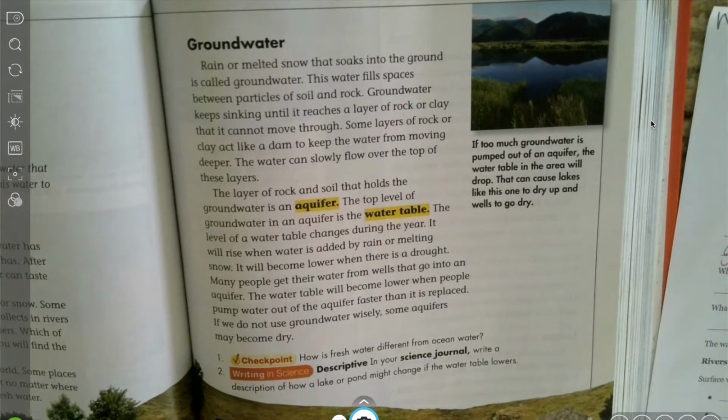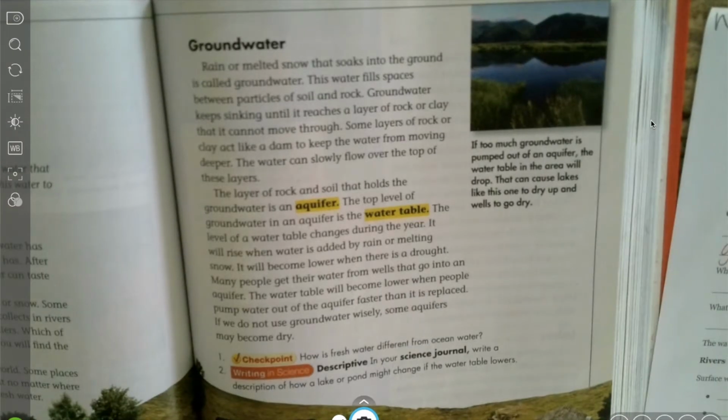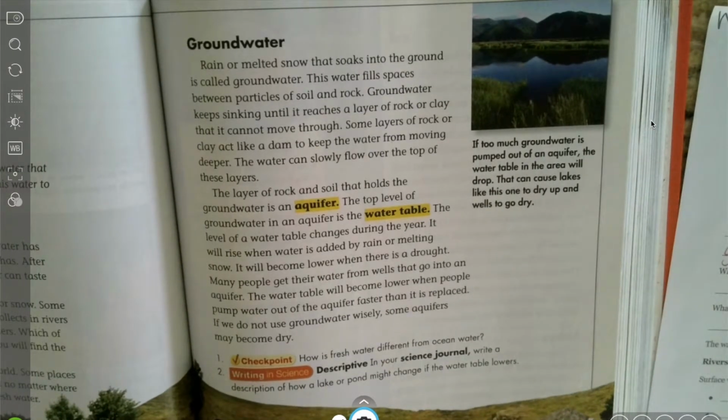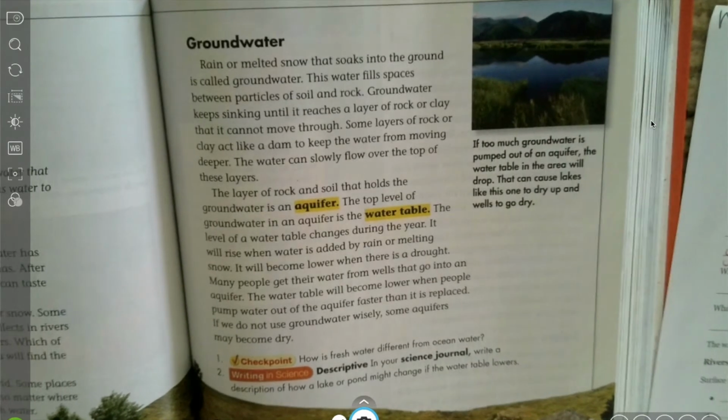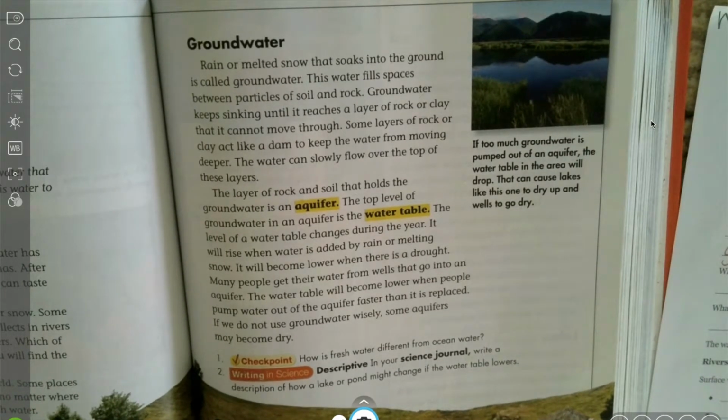This water fills spaces between particles of soil and rock. Groundwater keeps sinking until it reaches the layer of rock or clay that it cannot move through. Some layers of rock or clay act like a dam to keep the water from moving deeper. The water can slowly flow over the top of these layers. The layers of rock and soil that hold the groundwater is an aquifer. So I'm going to write that down.